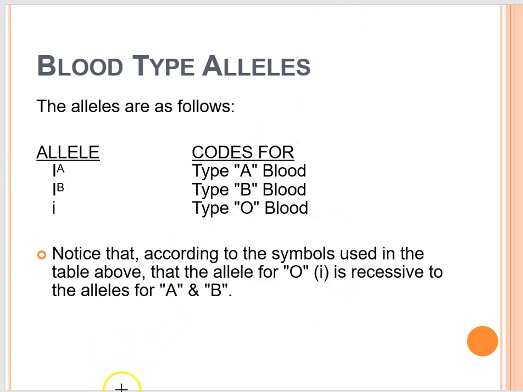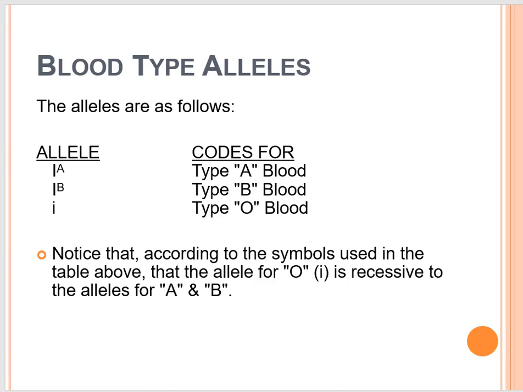Type O is good and bad. Anybody know what the good is about type O? You can give it to anybody, right? You're the universal donor. Anybody can take type O blood. The bad thing about type O is you can only get type O, which means it's harder to find when you need blood. Different types have different advantages.